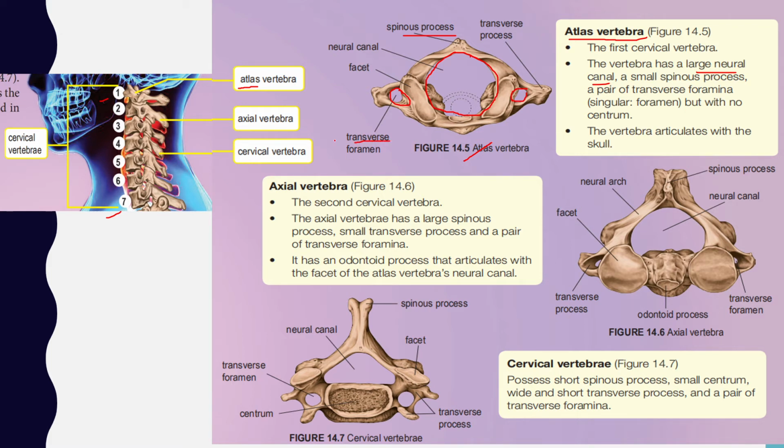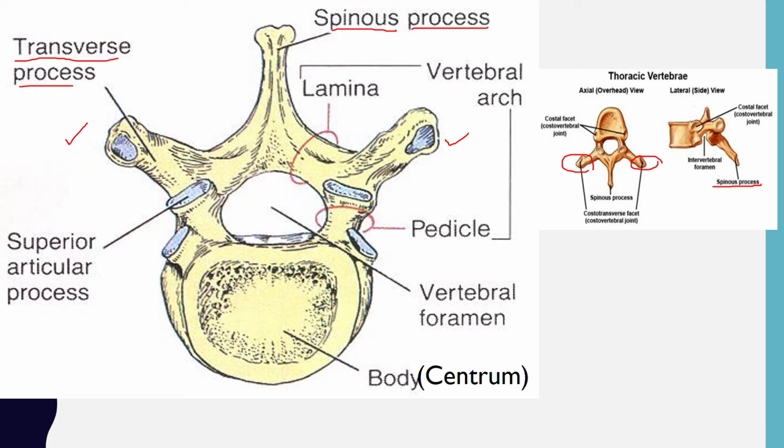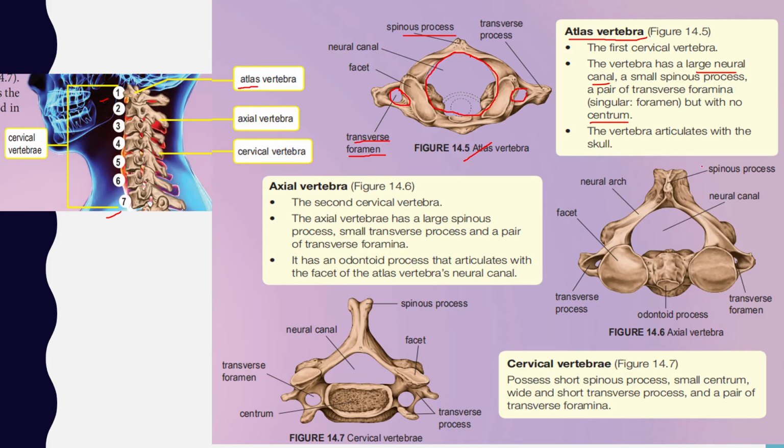So these 2 holes over here are called the transverse. Manakah dia berada di tepi kan? So transverse, but since it is a hole, we call it the transverse foramen. Okay, singular. If it is plural, we say this atlas vertebra has transverse foramina. Okay, but notice there's no centrum here at the atlas vertebra. Atlas vertebra ini tidak ada centrum, tidak ada body dia. Okay, and the vertebra articulates with the skull.